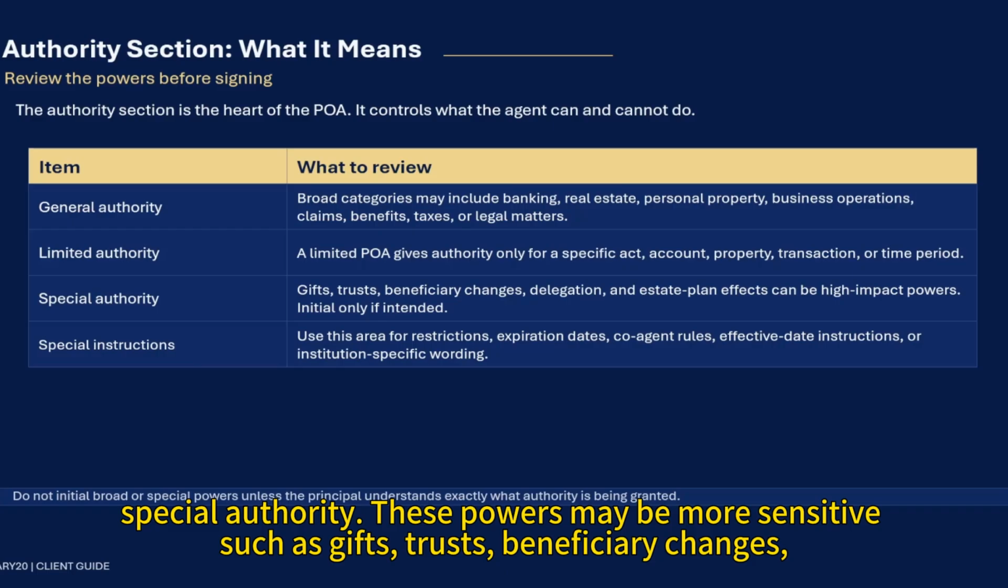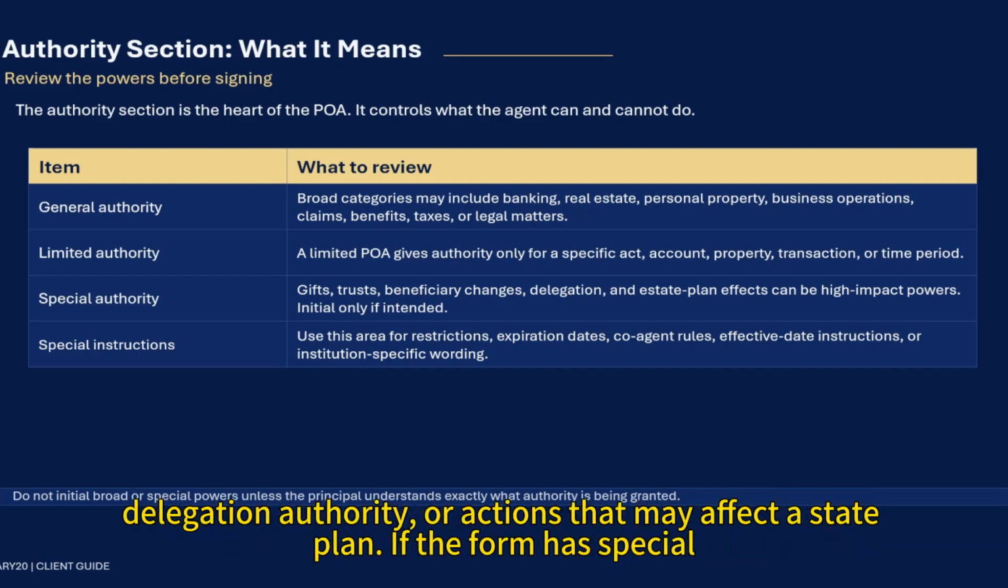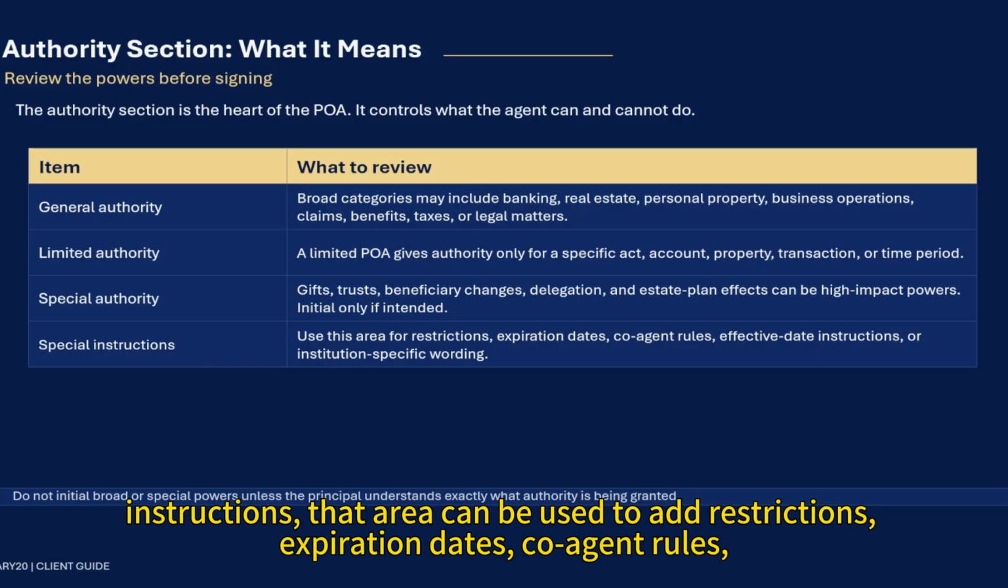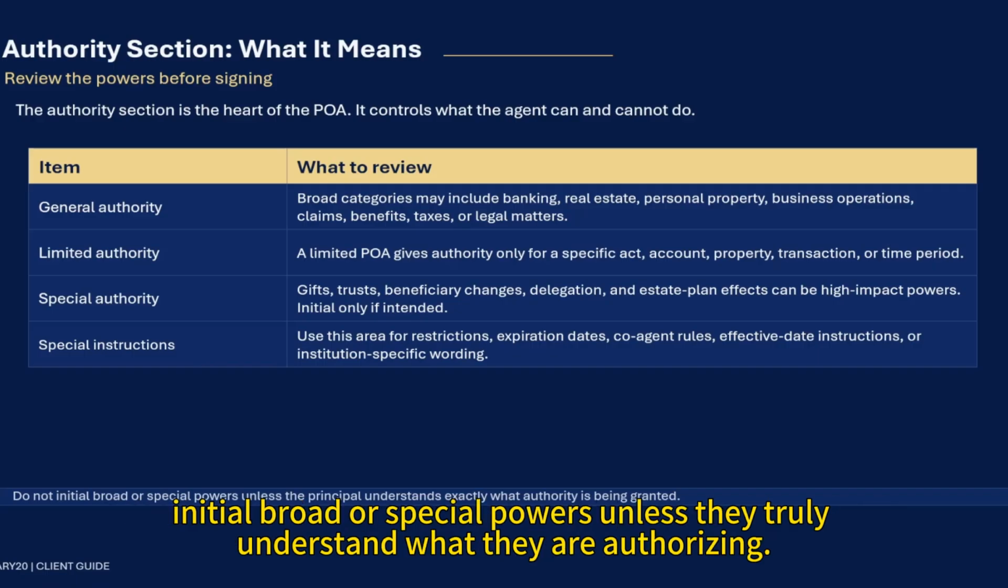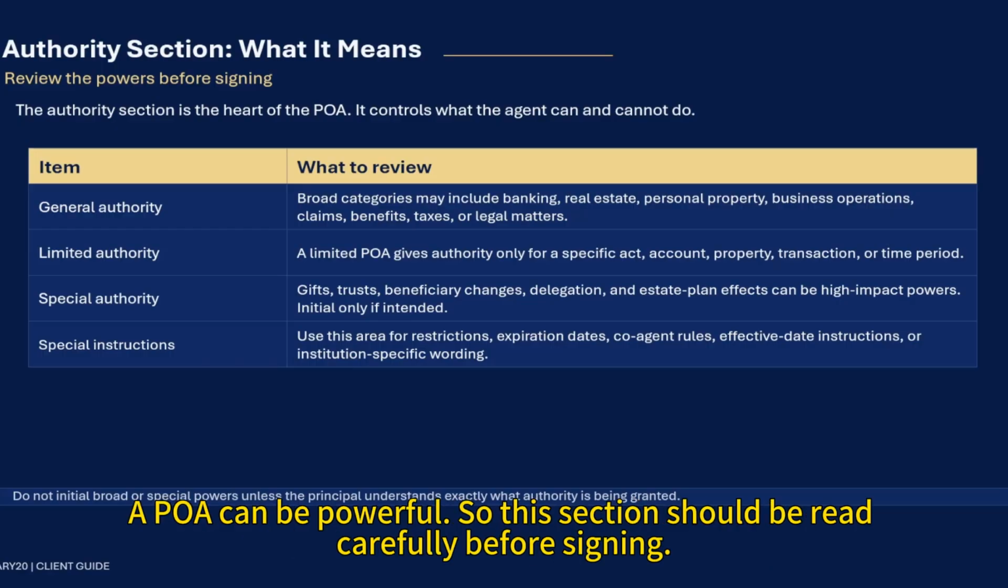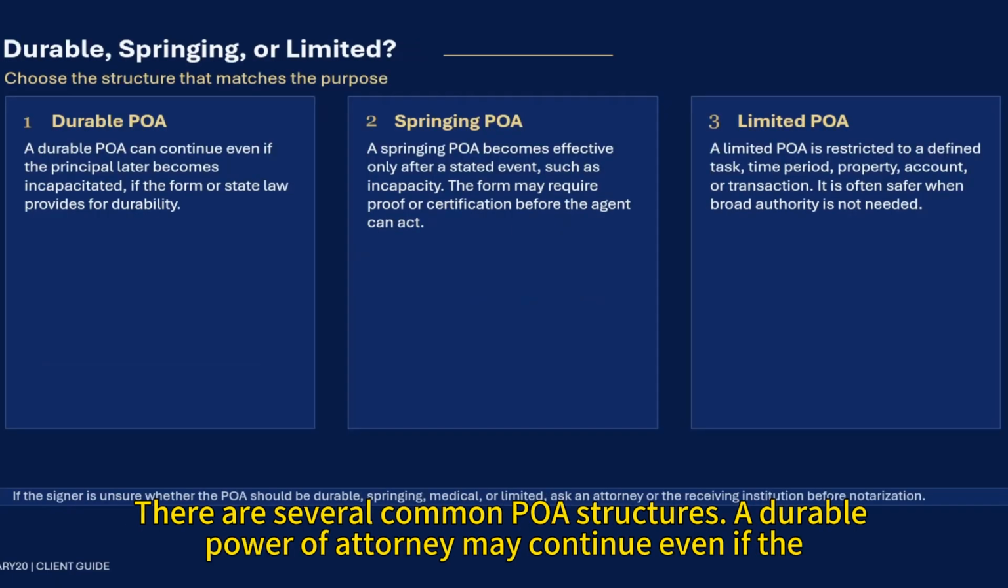These powers may be more sensitive, such as gifts, trusts, beneficiary changes, delegation of authority, or actions that may affect an estate plan. If the form has special instructions, that area can be used to add restrictions, expiration dates, co-agent rules, effective date instructions, or wording required by a bank or institution. The signer should not initial broad or special powers unless they truly understand what they are authorizing. A POA can be powerful, so this section should be read carefully before signing. There are several common POA structures.